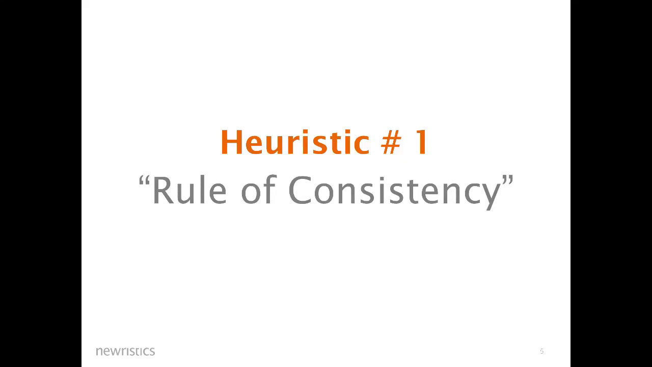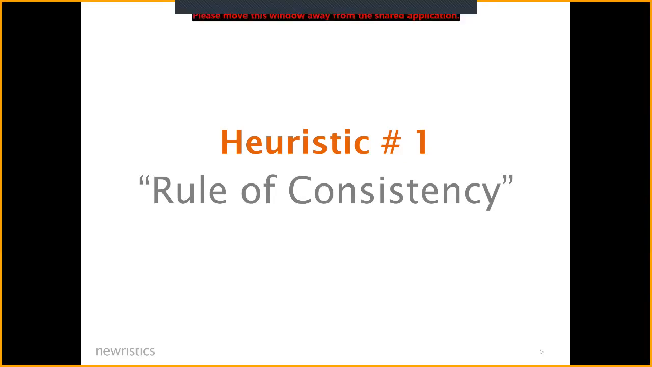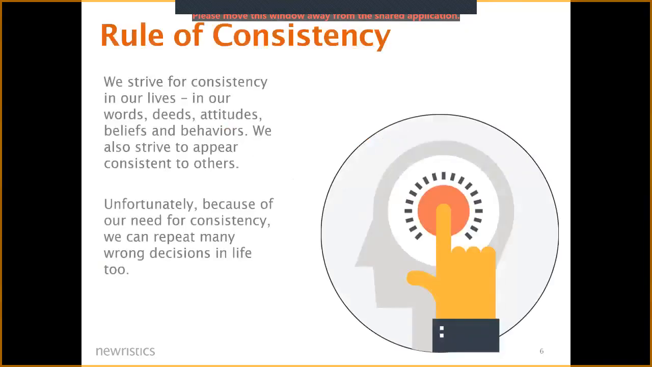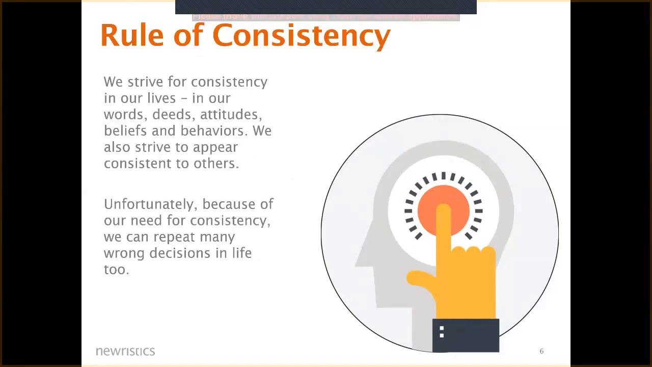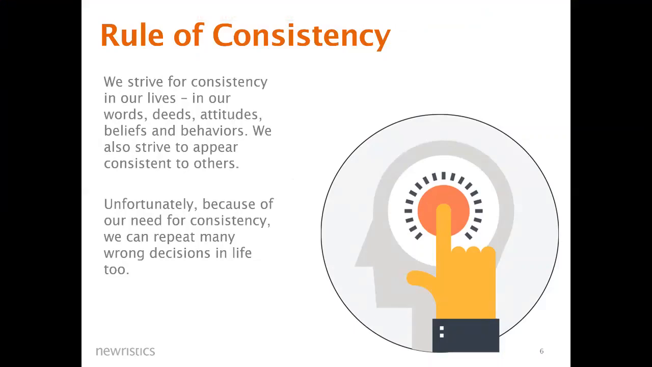The first heuristic we're going to cover is rule of consistency. So let's first introduce what that even is. This applies to many of us, if not all of us. In some aspects of our own lives, we might also use this heuristic or this bias to make decisions. Rule of consistency means that we want to appear consistent in our lives.